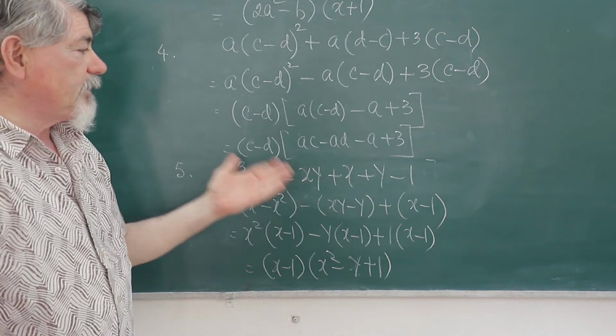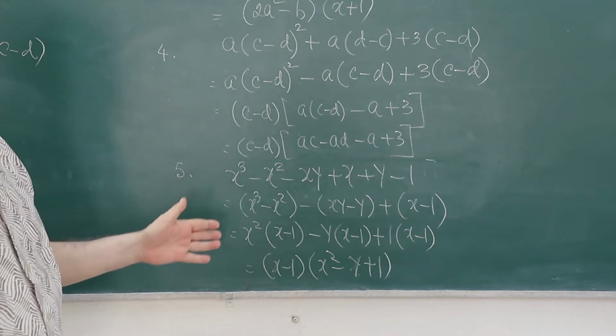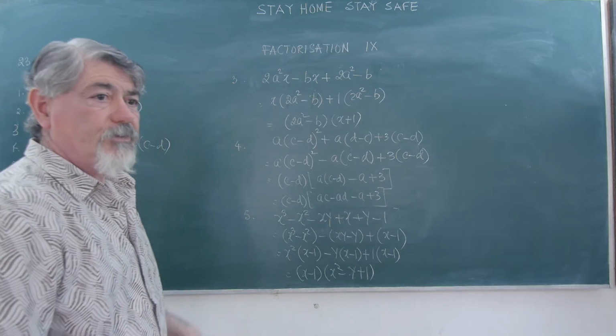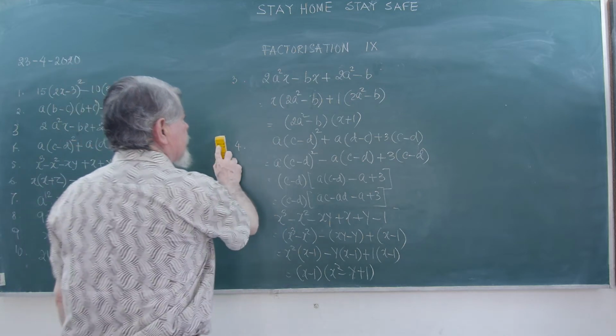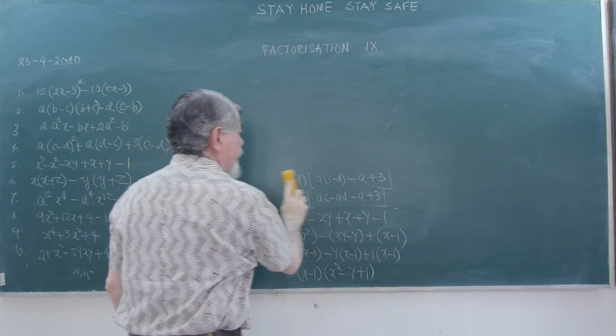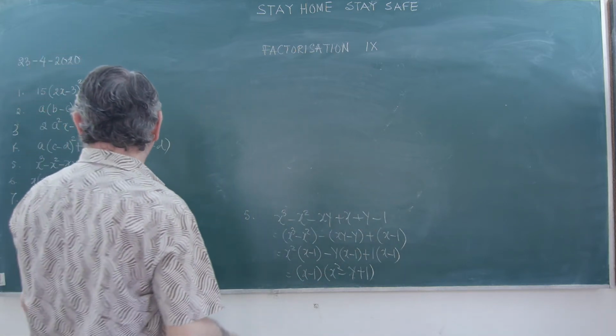We have to see how we make pairs, and that is only possible when you start practicing more and more questions. Practice will give you an idea how to factorize, how to make pairs, and how to recognize what kind of a factor you are doing. Now let us look into question number 6.